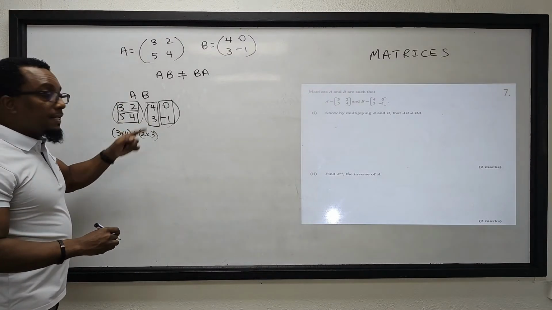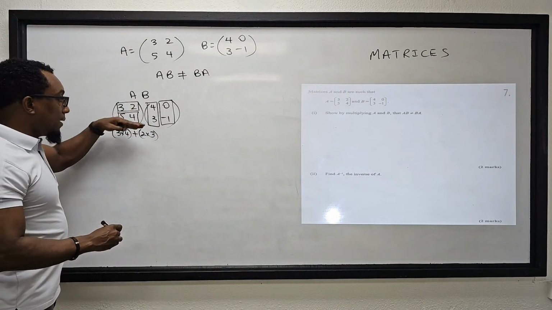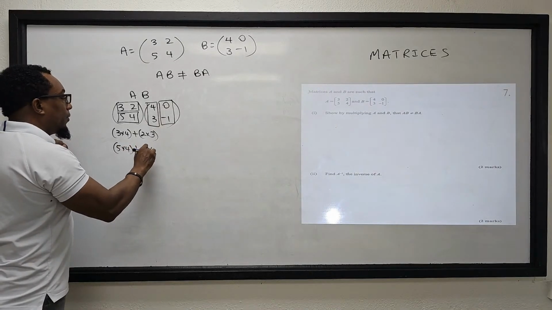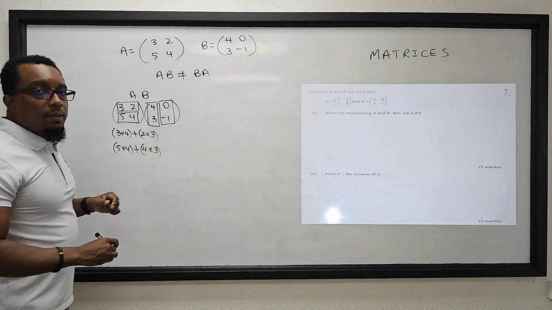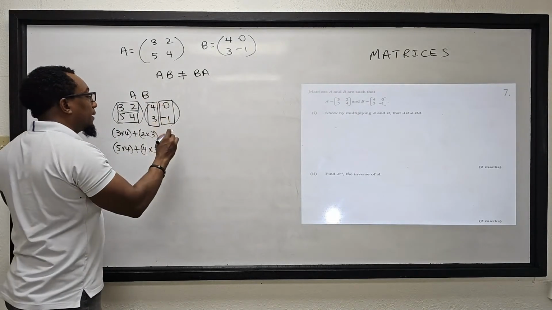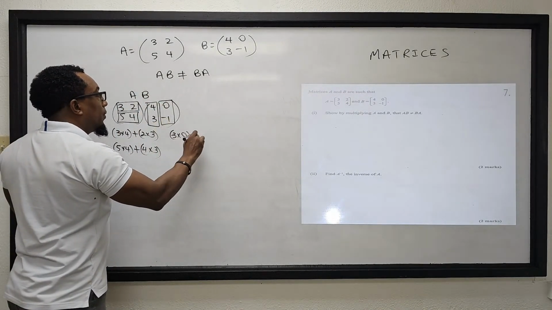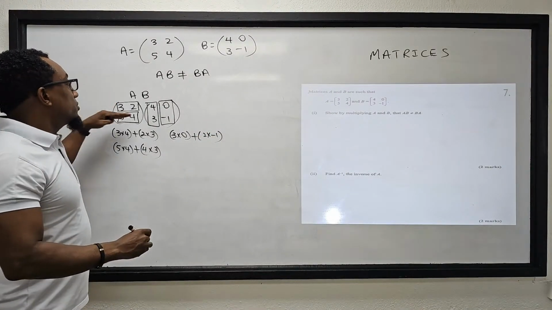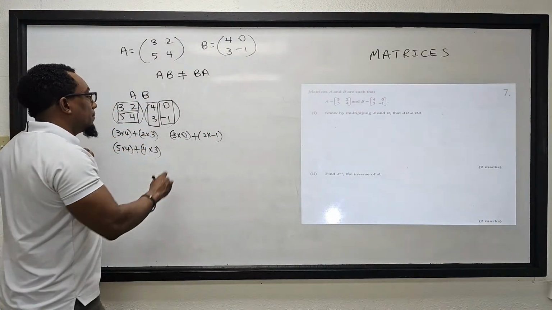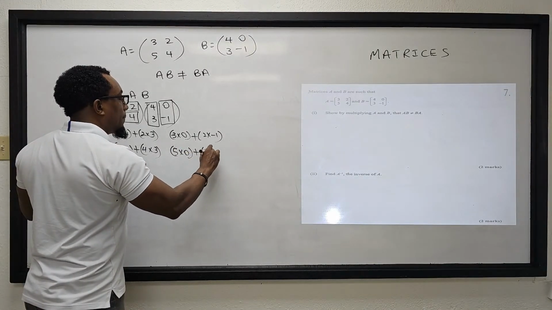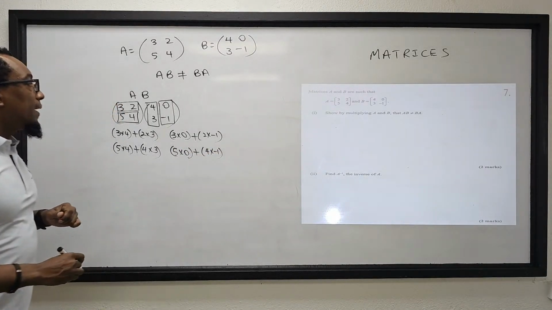First row, first column dealt with. Second row, first column, top, bottom, 5 by 4 plus 4 by 3. Then I'm going to take my 2 rows with my second column. First row, second column, 3 by 0 plus 2 by negative 1. Then my second row by my second column, 5 by 0 plus 4 by negative 1. Let's look at what is AB.